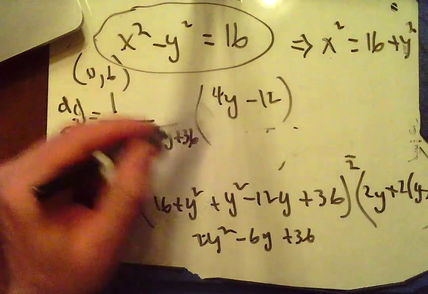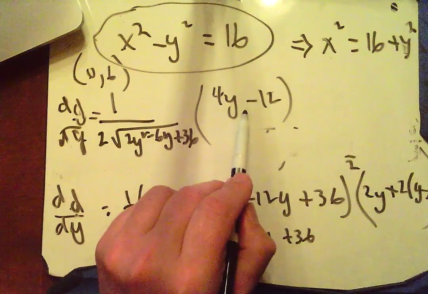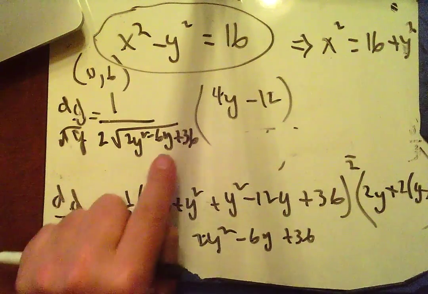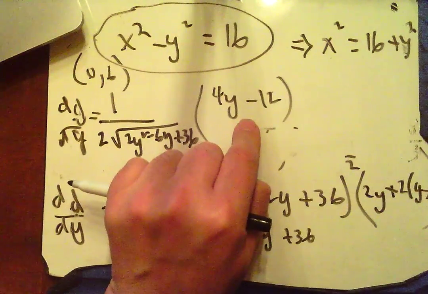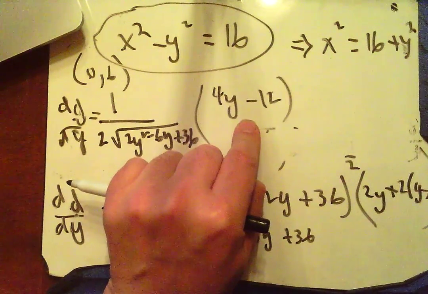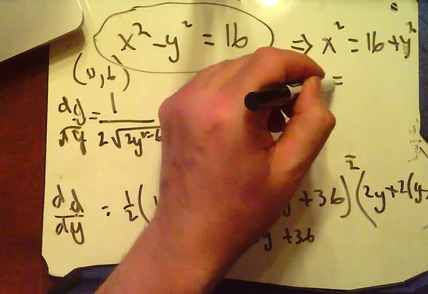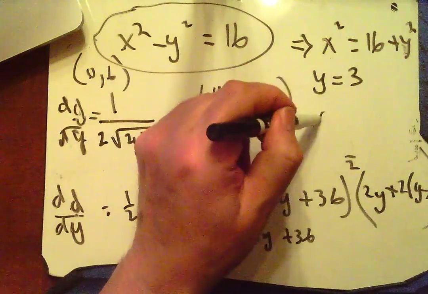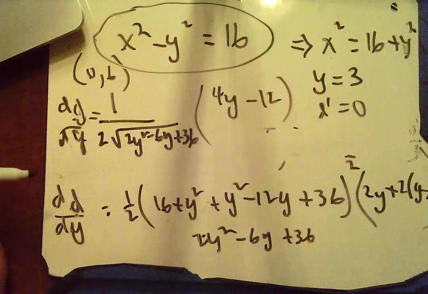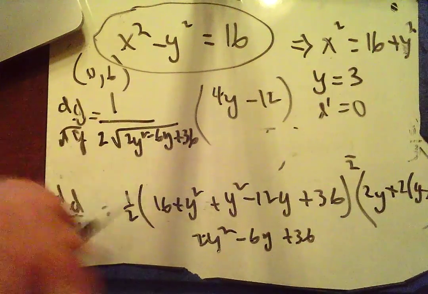Okay, so what do we know? Well, here's our derivative, and I'm going to set each piece equal to 0. This tells me when the derivative is undefined, and this tells me when the derivative is 0. So I'm going to get y equals 3 for the derivative d prime equals 0. But what about this? Does this factor?